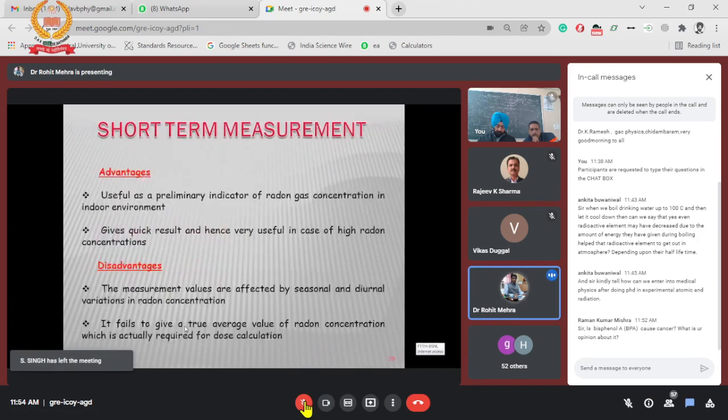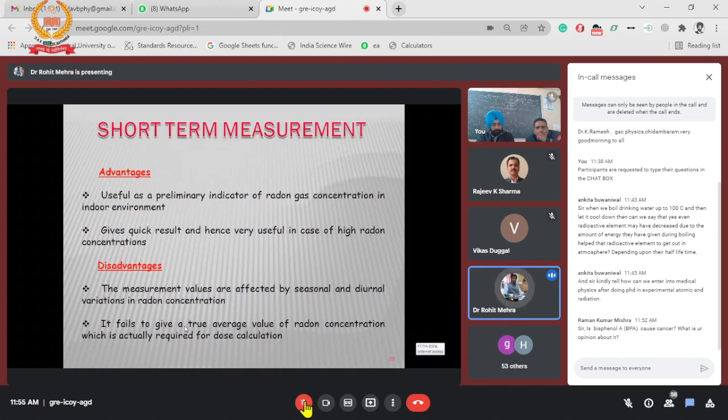And of course, I have discussed some advantages and disadvantages. If you just want to have a preliminary indicator, you should always go for short-term measurement. It will give you quick results. But the disadvantages are that you cannot capture the effect of the seasons, you cannot capture the effect of the ventilation conditions, and you cannot calculate the true value. I have already told you, by showing that picture of a tree and a person sitting beneath the tree, that suppose there are some concentrations in your area. So how much time I will spend in your area, that is my dose.